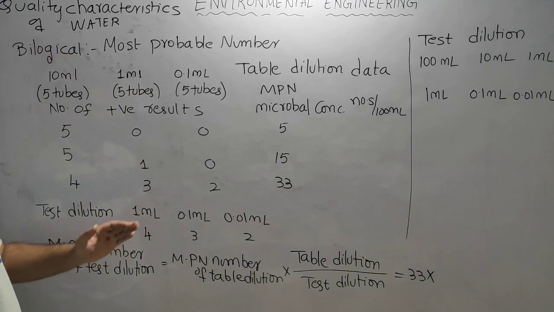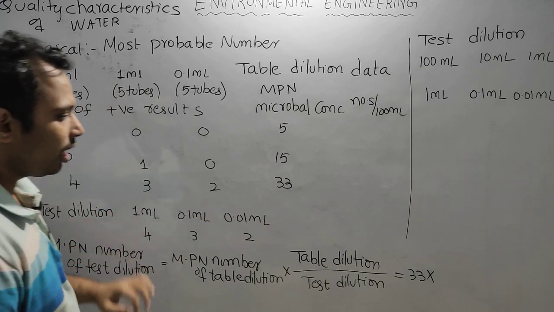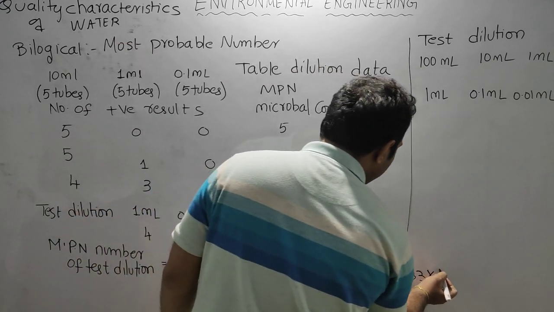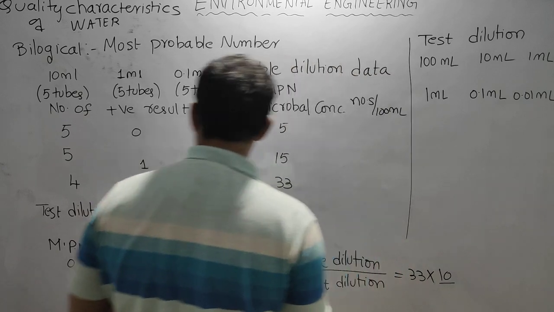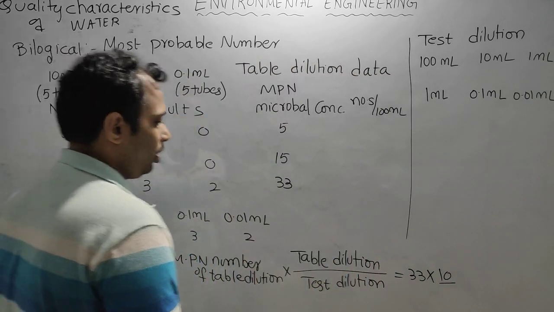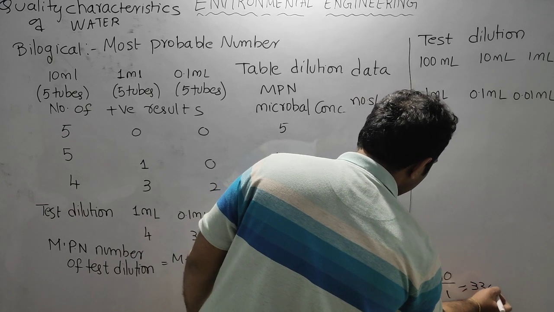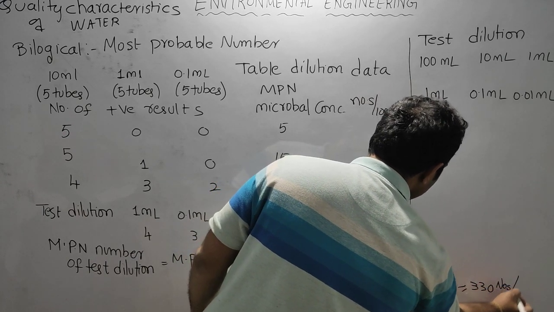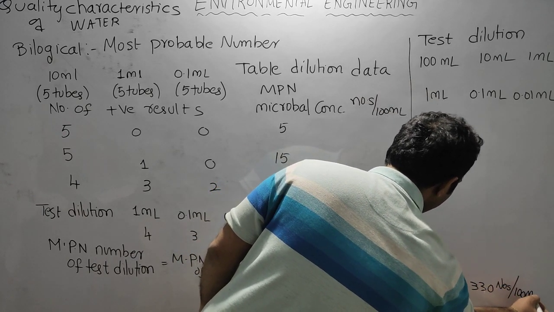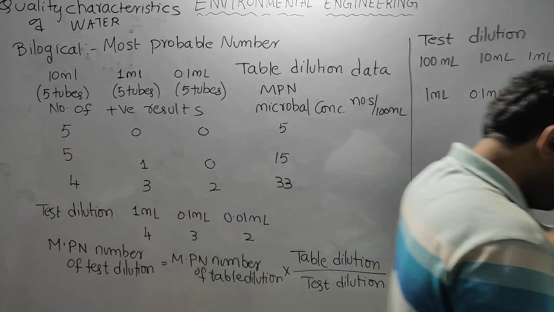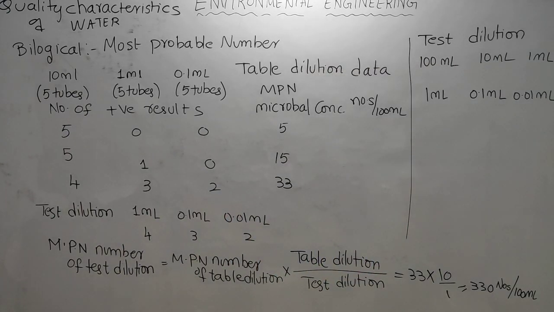Okay. So from the table dilution I am taking 10. From the test dilution the corresponding value to 10 is 1 here. That is 1. So the value of microorganisms here is 330 numbers per 100 ml.